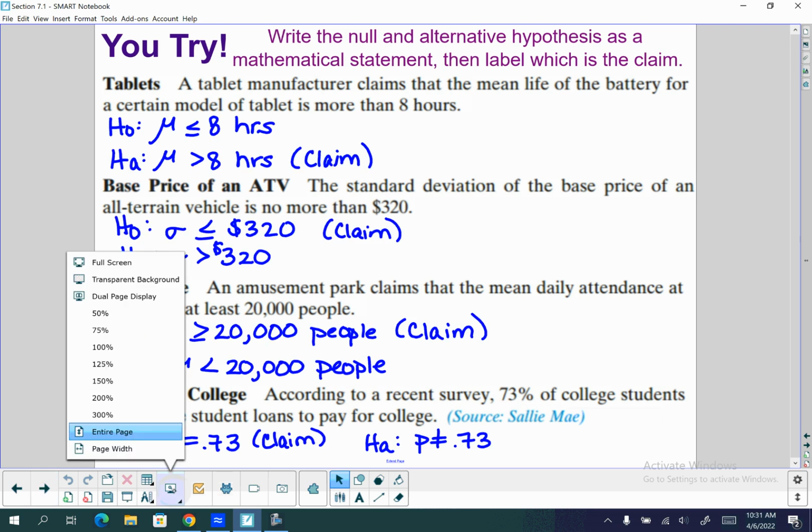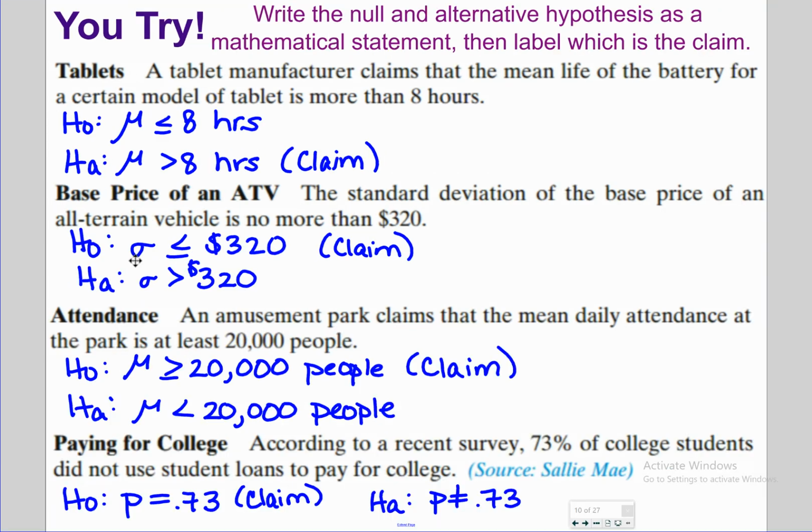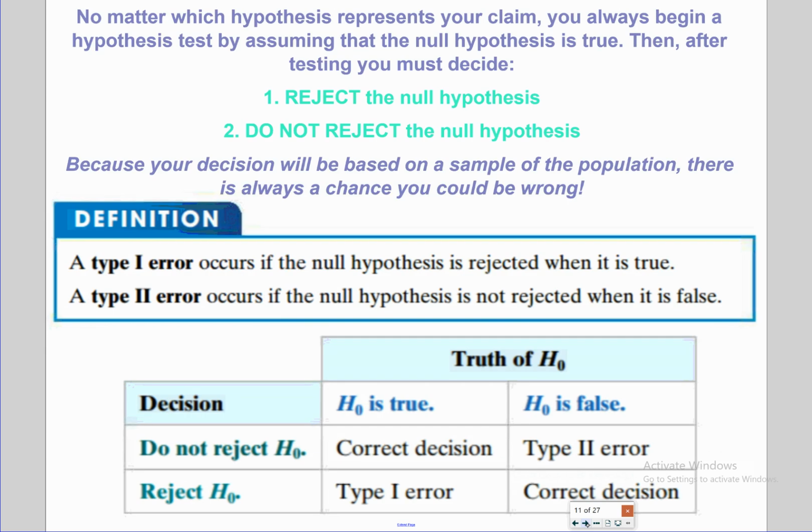Questions on any of this? Getting the null, the alternative, labeling which is the claim. Any of that stuff we talked about yesterday? No? Okay. So today, then, we are just going to add a few more pieces to our hypothesis testing puzzle here.